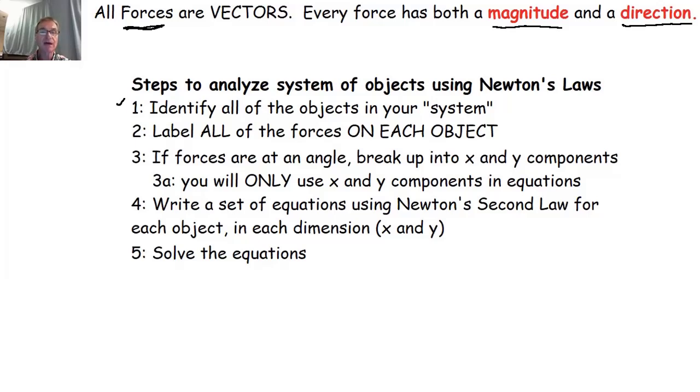The second step would be to identify and label all of the forces on each object. Because when we analyze a system using Newton's laws, we look at each and every object in the system as an individual thing, and we analyze that individually. Once we've analyzed everything individually and written equations for each object, then we can put it all together, as you'll see in a few minutes. So label every force on each object.